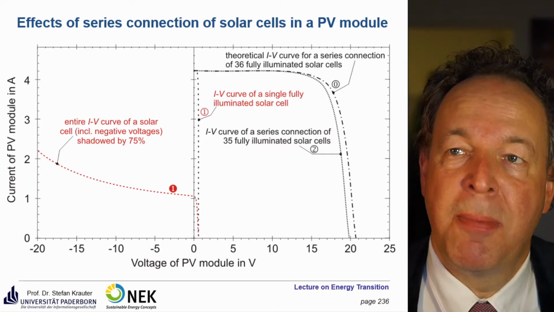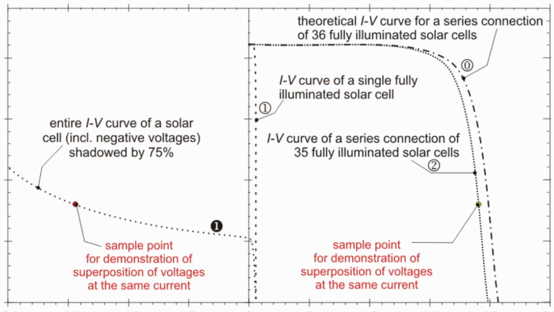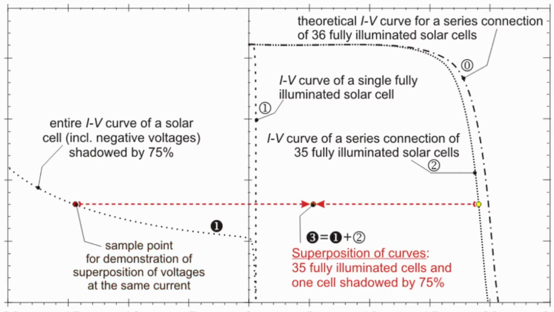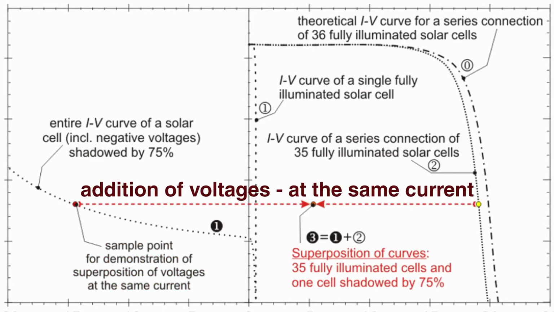So you have to make a superposition of those curves, and we take a sample point as an example here. We do a superposition, so we add the same current, because through the module in series connection there could be only one current, and you come to this point with the 3 with the black circle.